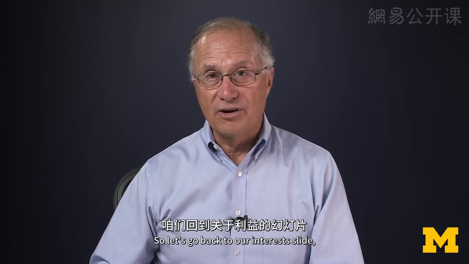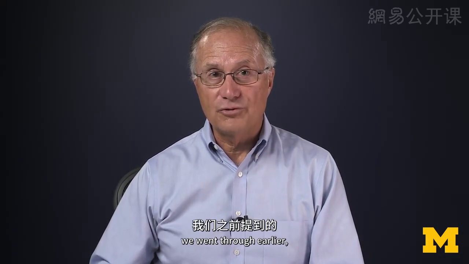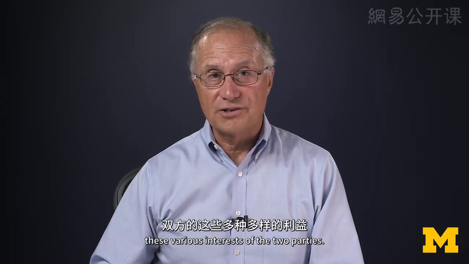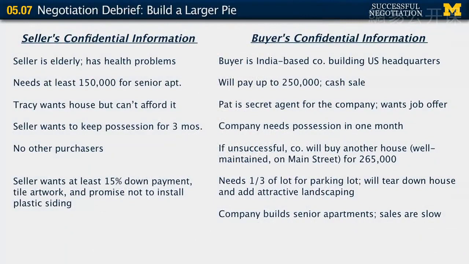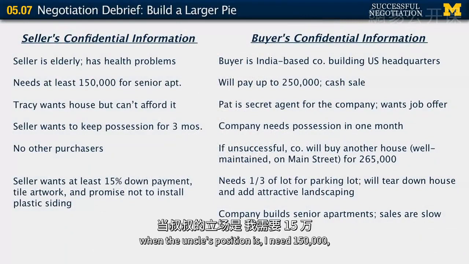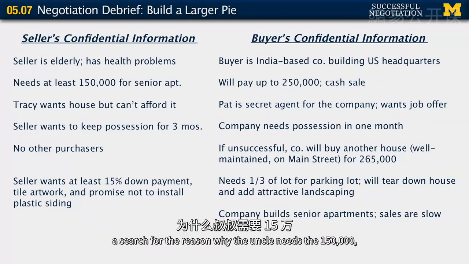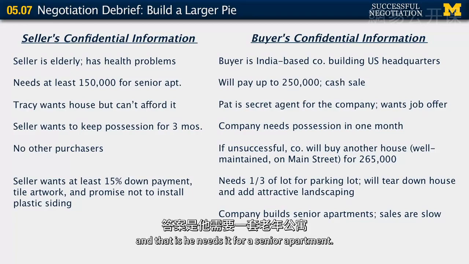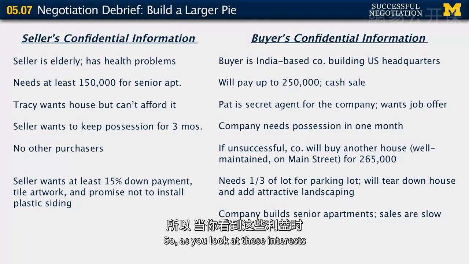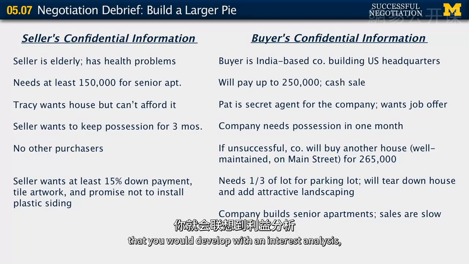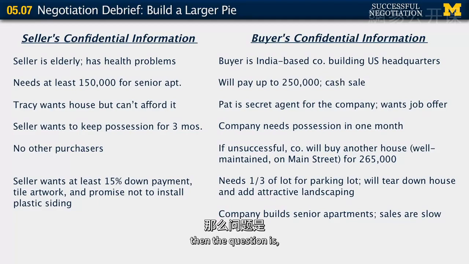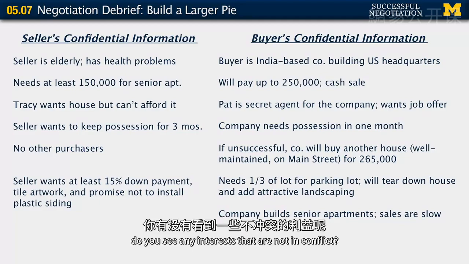Try to find the interests of each side. So let's go back to our interests slide. We went through earlier these various interests of the two parties. So for example, when the uncle's position is, I need $150,000, the why question would lead to a search for the reason why the uncle needs the $150,000, and that is he needs it for a senior apartment. That's the interest that underlies the position. So as you look at these interests that you would develop with an interest analysis, then the question is, do you see any interests that are not in conflict?